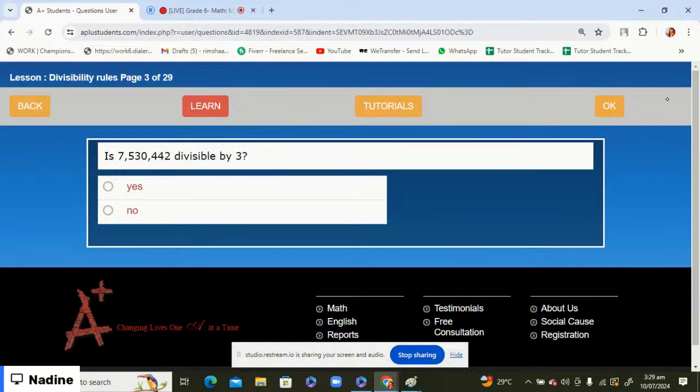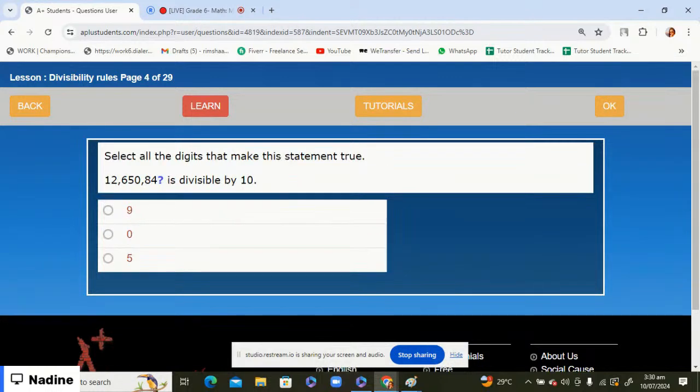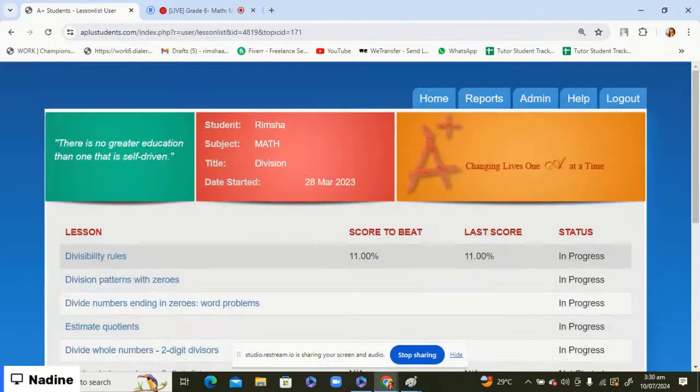There is basically 7,530,442. Is it divisible by 3? Check the end. In the end it's 2. But here they are asking whether it is divided by 3 or not. So it's 2, so it means that it's no. So we go with this option, that is no. Hope you guys understand this lesson. Now solve the rest of the questions by yourself.